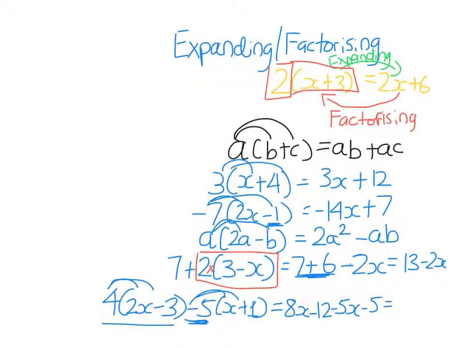Now I need to collect like terms. 8x minus 5x is 3x. And then I have minus 12 minus 5, which gives minus 17. And that's the final answer. So that's expanding. Let's look now at factorizing.